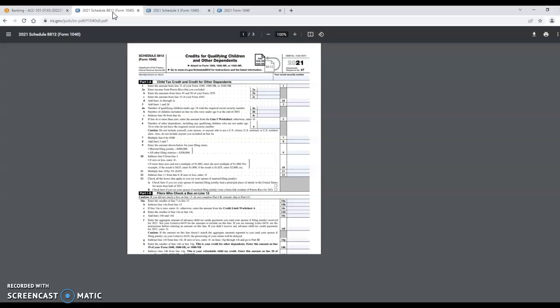Okay, today we're going to take a look at the child tax credit and credit for other dependents and what we need to do. These rules and this form apply to the year 2021. It is expected that in 2022 the rules will go back and be more similar to 2020. So this may be a one-time only thing when these particular rules are being used.